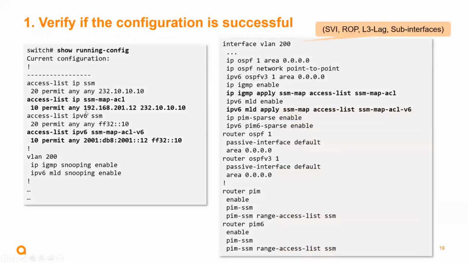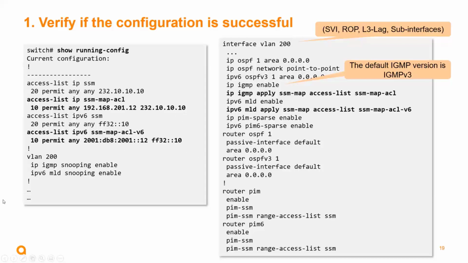Verify the configuration is successful. So nothing fancy on the left side. You can see we have the ACL, access list, IP SSM-Map ACL, and we have a permit any from a protocol point of view, but this is the source and that's the destination. And then same thing with IPv6, right?